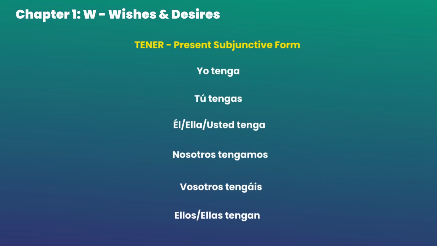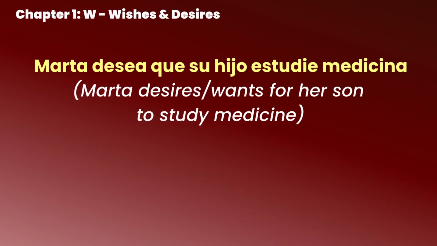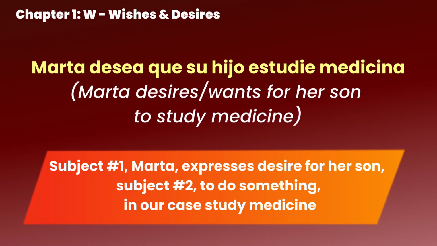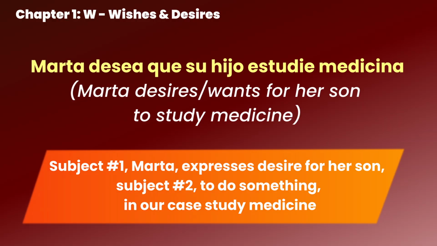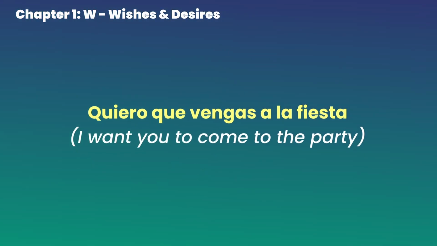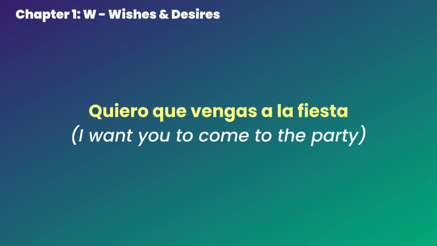Next example is Marta desea que su hijo estudie medicina. Subject number 1, Marta, expresses desire for her son, subject number 2, to do something, in our case, study medicine. Next, quiero que vengas a la fiesta. Querer works exactly the same way as desear, there's nothing crazy here.